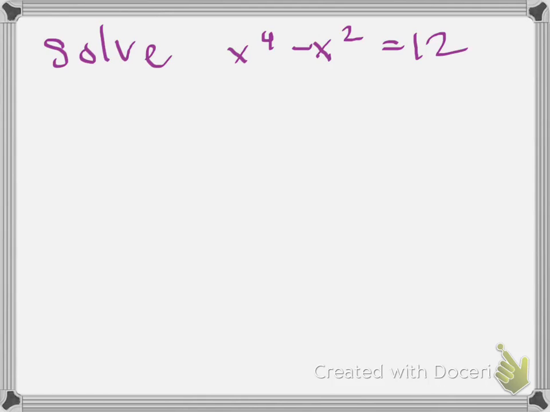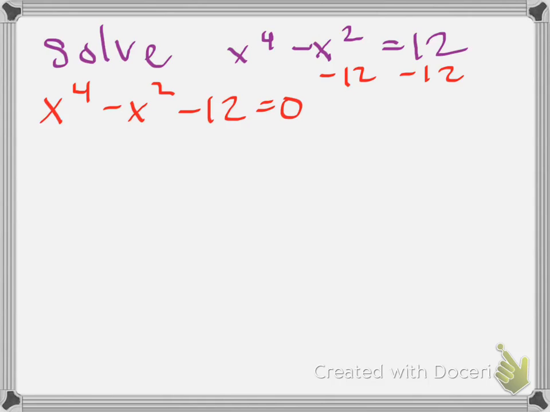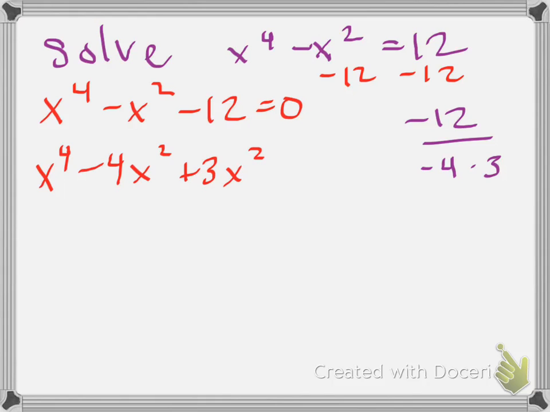First step here, notice I have terms on either side, so I need to get all my terms on the same side of the equal sign. So we're going to start by subtracting the 12. So I'm dealing with x to the 4th minus x squared minus 12 equal to 0. And now we're going to factor, so I'm looking for my combination that multiplies to be negative 12 and adds to be negative 1. So we're going to be working with a negative 4 and a positive 3. So we'll have x to the 4th minus 4x squared plus 3x squared minus 12 equals 0. And those of you who box, go ahead and fill in all your terms in the box.